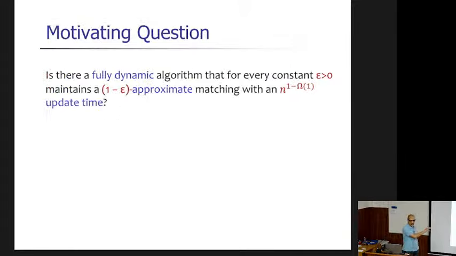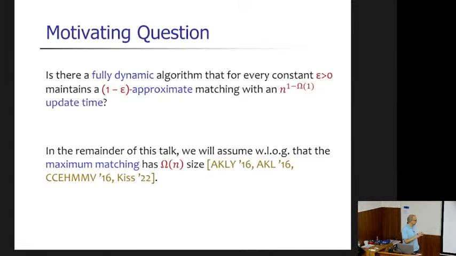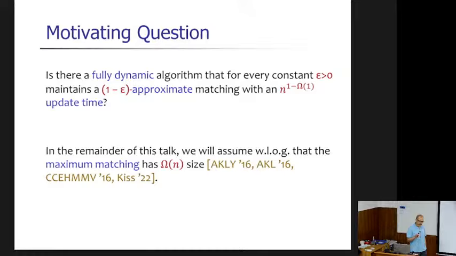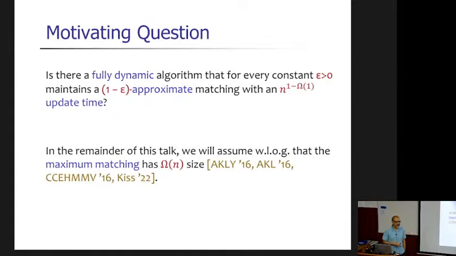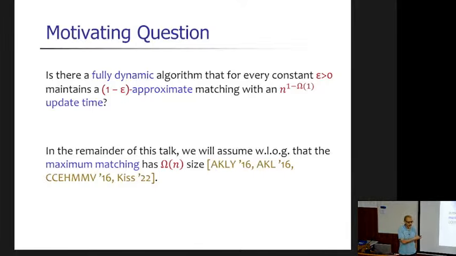So the motivating question for this talk is: is there a fully dynamic algorithm, for every constant epsilon greater than 0, to maintain a 1 minus epsilon approximate matching, which has an update time strictly better than n to the 1 minus omega 1? n to the 0.99 would be a great result. For the rest of this talk I'm going to assume, without loss of generality, that the size of the maximum matching is omega n. There is a standard vertex sparsification trick which allows you to make this assumption. So along the way, if I come up with a scheme which has an additive error of small o of n, then it's a 1 minus small o of 1 approximation.